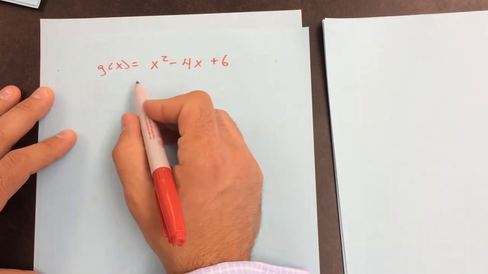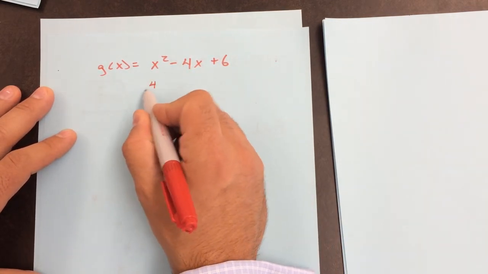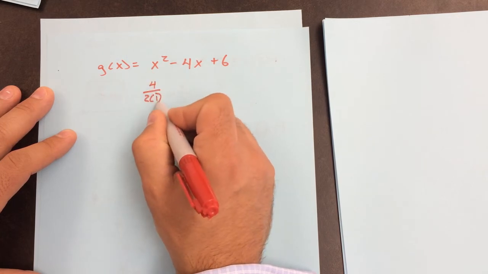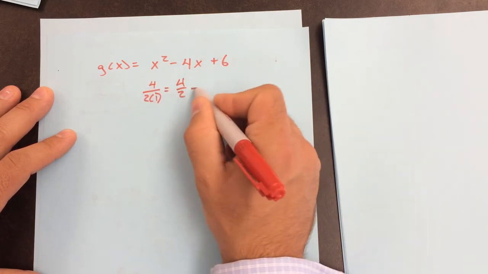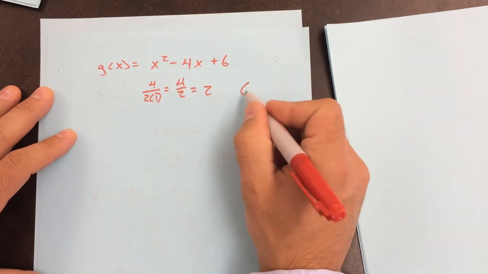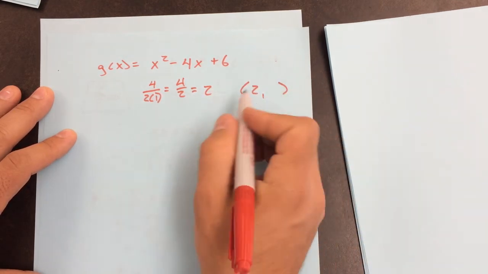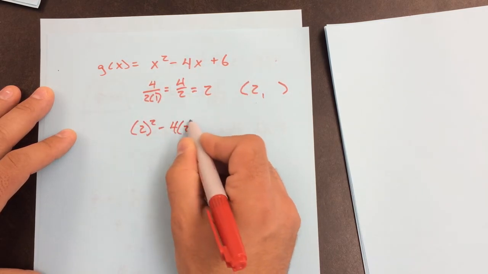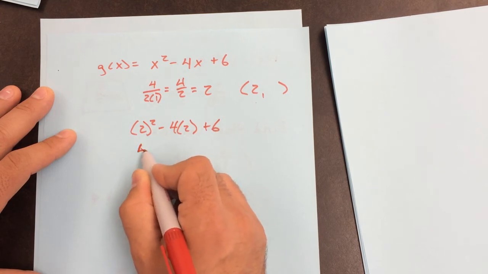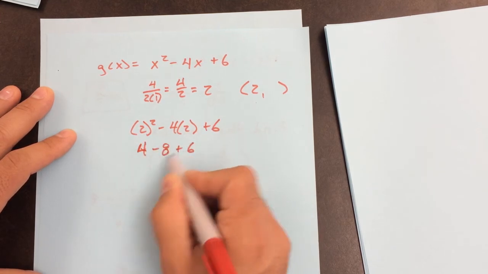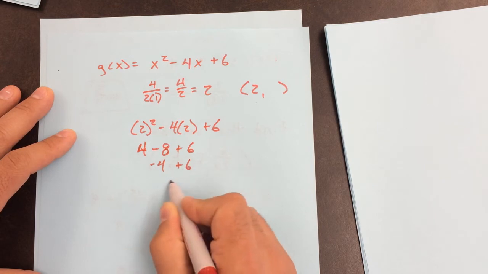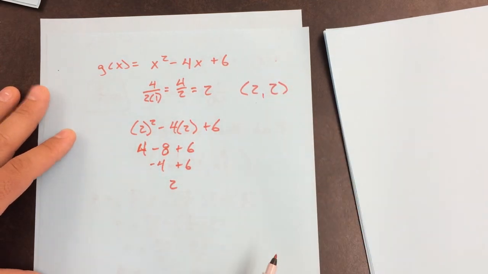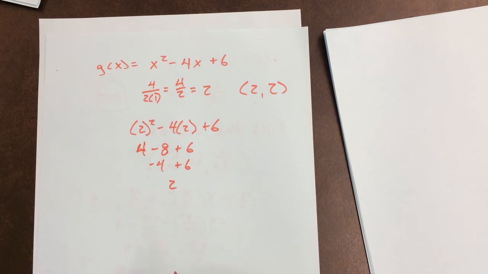So first thing I'm going to do is negative b over 2a. Negative b is going to be 4. 2 times a is 2. 4 over 2 or 2. So that's part of my vertex. Now I'm going to take the 2 and plug it back in. 2 squared minus 4 times 2 plus 6. 4 minus 8 plus 6. Negative 4 plus 6 is 2. And put that. And that's it. That's all that you're really doing there. So we want to find the axis of symmetry and we want to find the vertex.